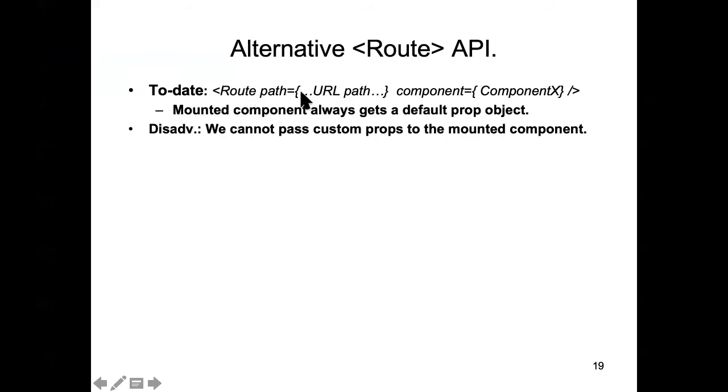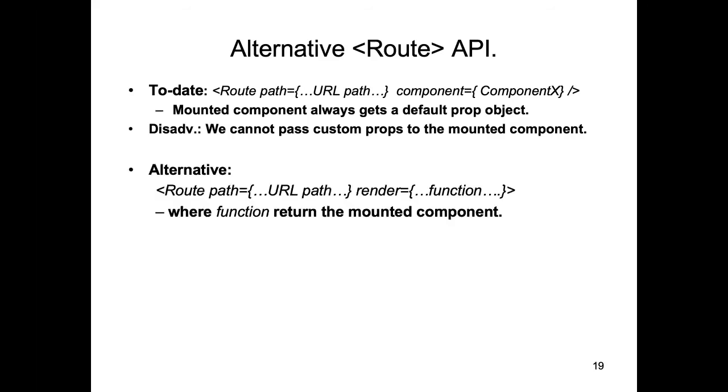The problem with this particular form of the root, though, is if we want to pass custom props to the component that's going to be mounted, we have no way of achieving that using this particular version of the root component. So for that reason, the React router gives us an alternative form of the root component, which looks like this.